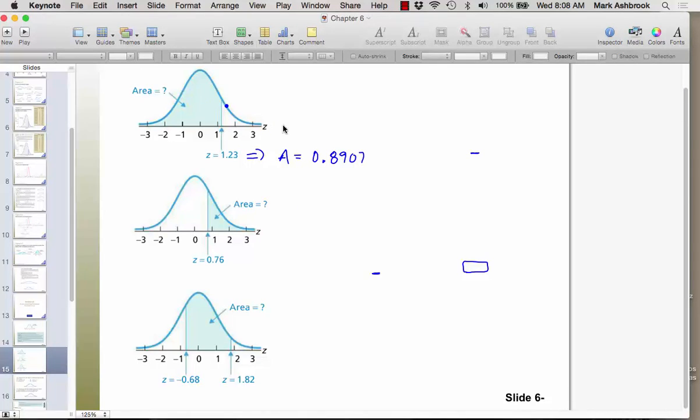So this area is 0.8907, and that's the relative frequency of all the data below 1.23. Okay, so what if we needed the area to the right? What if I wanted this? I want the area to the right of a z-score of 0.76. How can I use the table to do that?